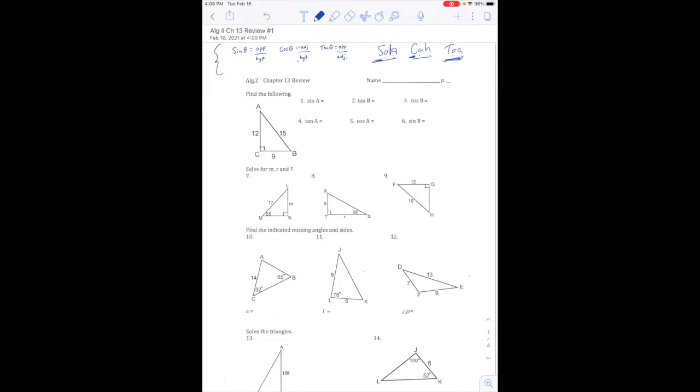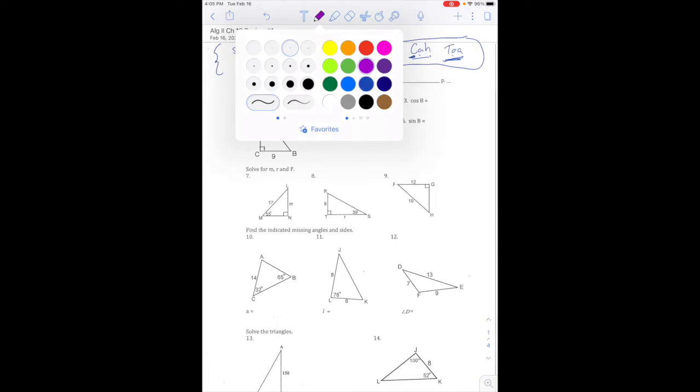You've got to have these at the top of your paper because it's going to be helpful. And if you don't remember them, you can always write down SOHCAHTOA at the top of your paper and that'll help as well. We're just going to do part of each little section of the worksheet here and you'll finish up the parts we don't do. But let's take a little look. I'm going to switch my colors to purple.